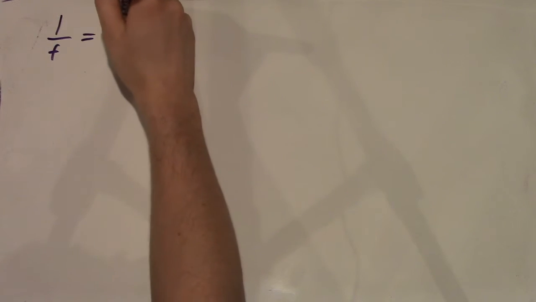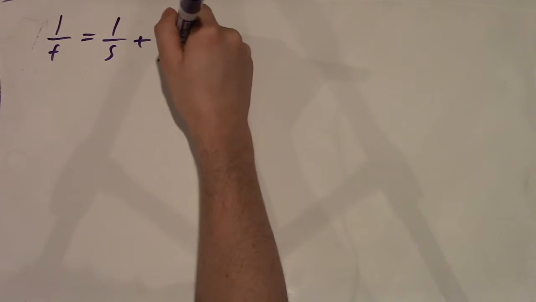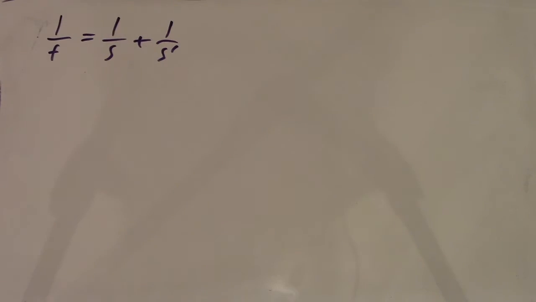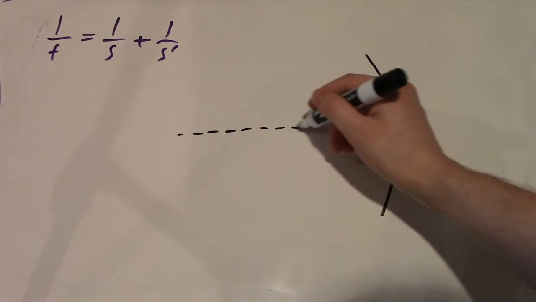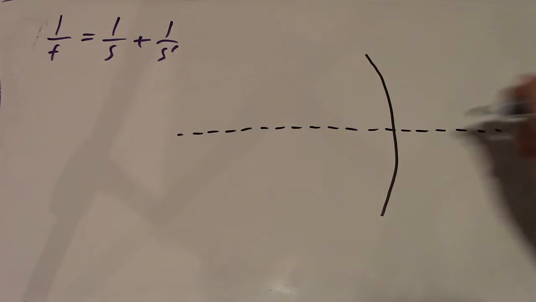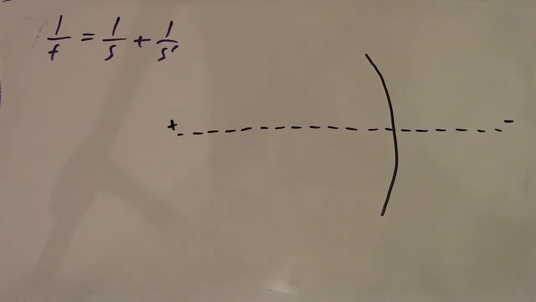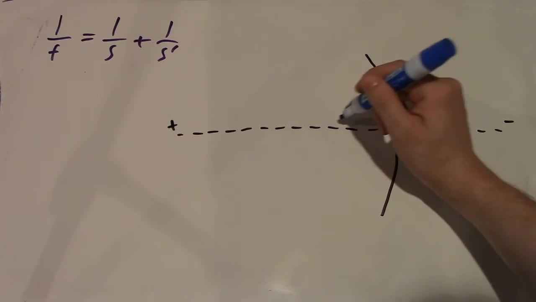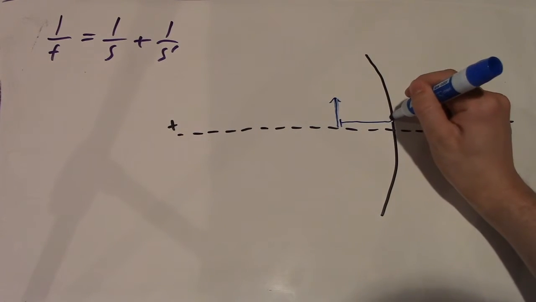We can also find the location of an image mathematically. For this, we use the equation 1 over the focal distance, f, is equal to 1 over the object distance, s, plus 1 over the image distance, s prime. The distances are measured to the center of the mirror, and positive lengths are in front of the mirror, while a negative length is behind the mirror. Due to this feature, real images have positive distances, while virtual images have negative distances.